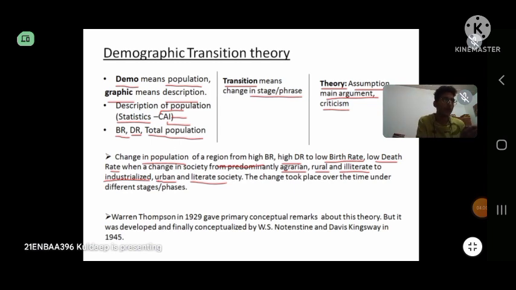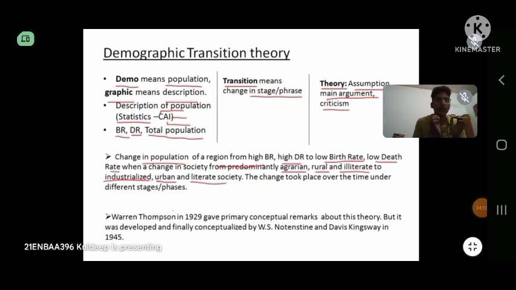And this change does not occur in a very short span of time. It occurs over a period of time in different stages and phases. So this was the introduction of the demographic transition theory. It is the change in population of a region from high death rate and birth rate to low birth rate and death rate, when a change in society from agrarian, rural and illiterate to industrialized, urban and literate society takes place.